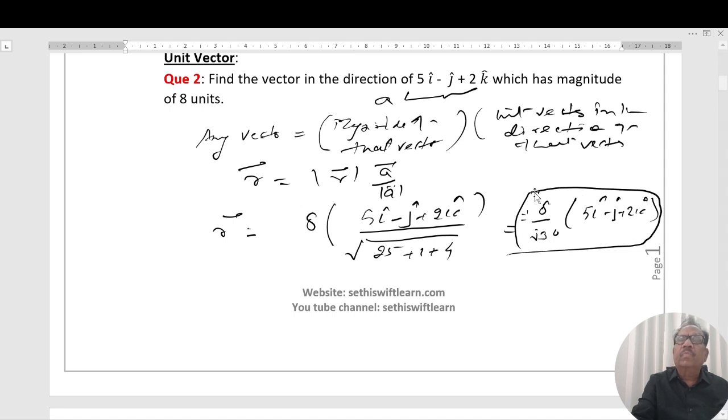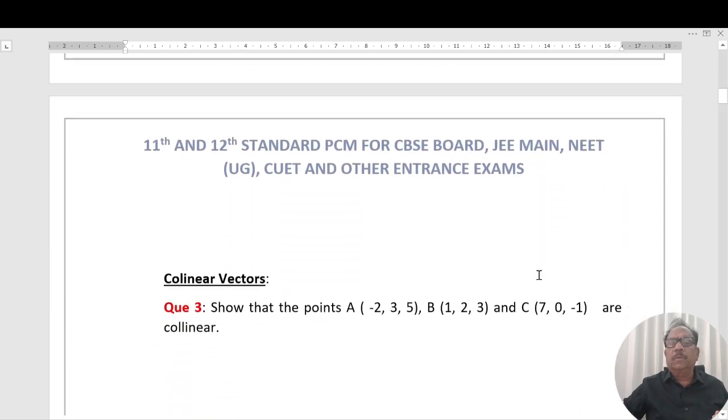Again repeating the question: find the vector in the direction which has a magnitude of 8. You have to keep this in mind. This is a very important formula. Any vector is equal to the magnitude of that vector into the unit vector in the direction of that vector. What is a unit vector? Vector divided by its magnitude. And what will the magnitude be? Under root a square plus b square plus c square. I have applied all the things here, and that is the answer. Right? Now, next question.